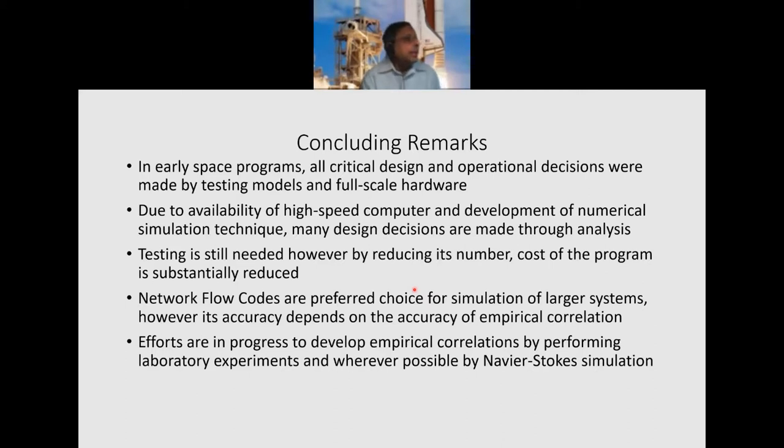The only thing is that the accuracy of the network flow codes depends on the empirical correlations. There are many correlations available, but particularly for cryogenic two-phase flow, there is still a need for developing more empirical correlations. So we're doing a lot of experiments with the help of universities. And we are also trying to see if, in some situations, even Navier-Stokes simulation can give us correlations, like friction factors and heat transfer coefficients. That research is currently going on.